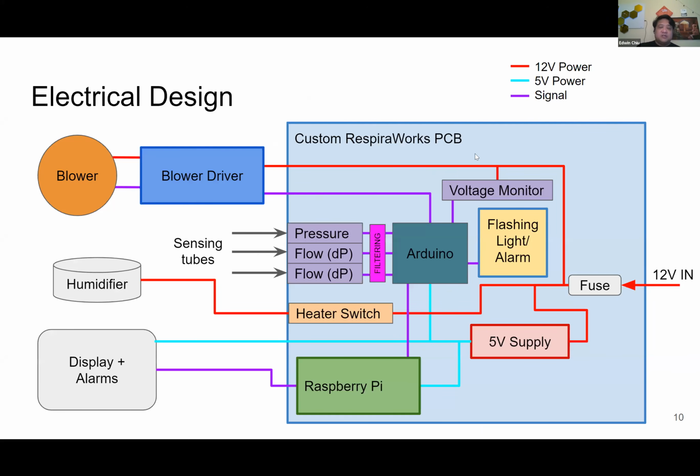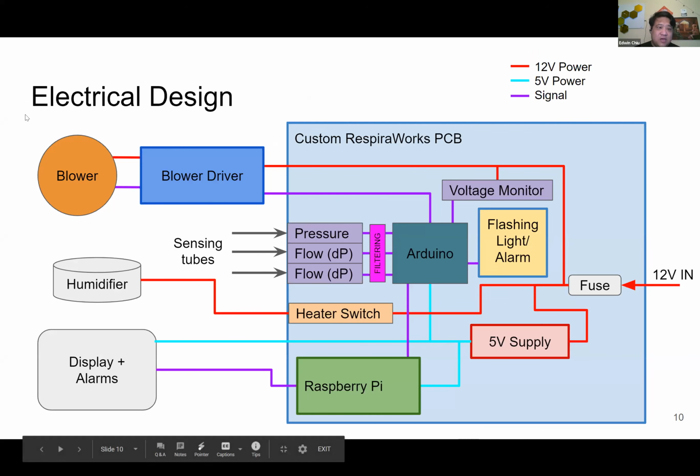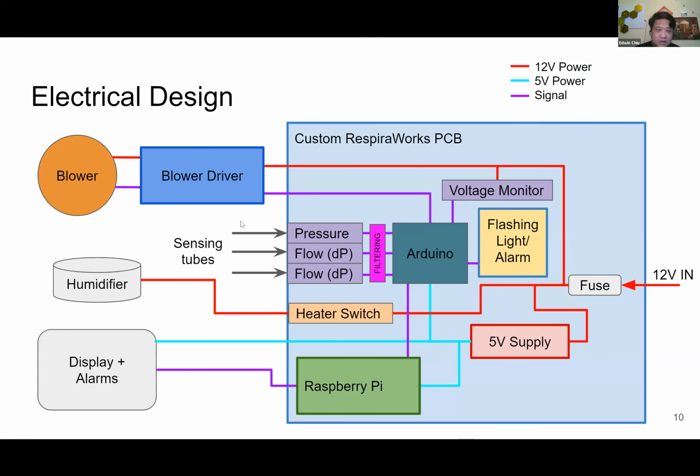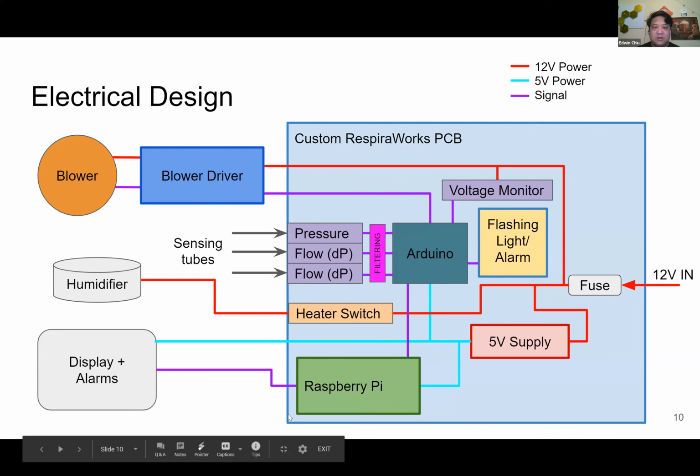The electrical portion of the design is shown here on this slide. We have all those components that we just talked about in the pneumatic design over here on the left. The sensing, as we mentioned before, comes back through these sensing tubes. These are essentially just like hoses that bring these pressures back to a set of sensors that are on a custom circuit that we are going to design and build.